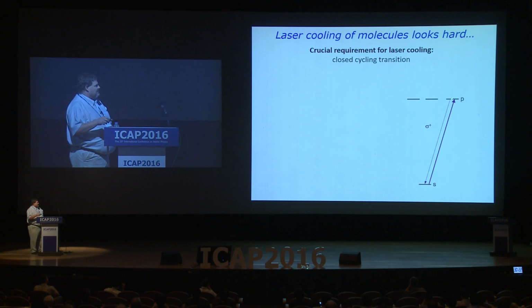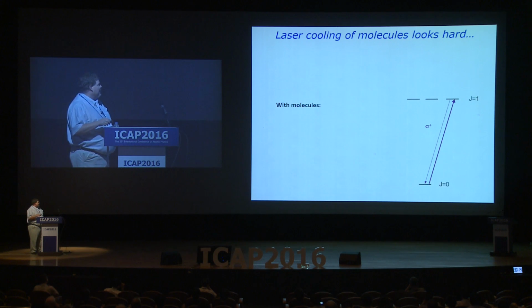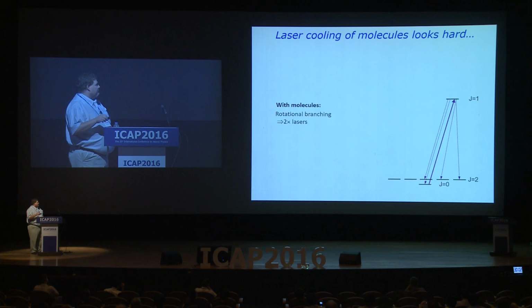You excite an S to P transition. Every time you scatter a photon, you return to the same state, so you can scatter as many photons as you want without causing trouble. By contrast, if you try to do this with a molecule, because of the rotational structure, you immediately see that you're going to branch into at least 2 different rotational states just from selection rules, ordinary electric dipole selection rules.